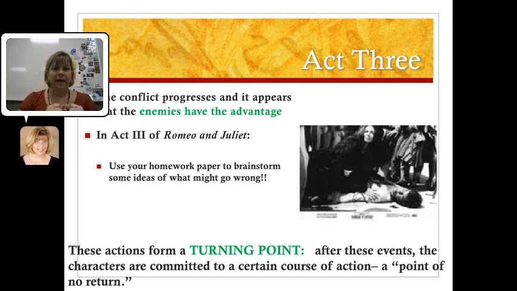And you see the conflict kind of at its highest point. So in Act 3, the conflict progresses. Often it appears that the enemies are going to have the advantage, and how the play will end is in doubt. So here is where your job comes in for your homework tonight.